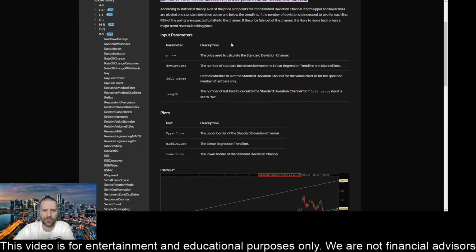So we've got some input parameters here. We have the price. We also have deviations, which we talked about, 1 or 2. You can adjust that in the settings, but by default, I think it's going to go to 2 standard deviations. Then we have full range, which defines whether to plot the standard deviation channel for the whole chart or for the specified number of the last bars only. We also have the length, the number of last bars to calculate the standard deviation channel for if the full range input is set to no.